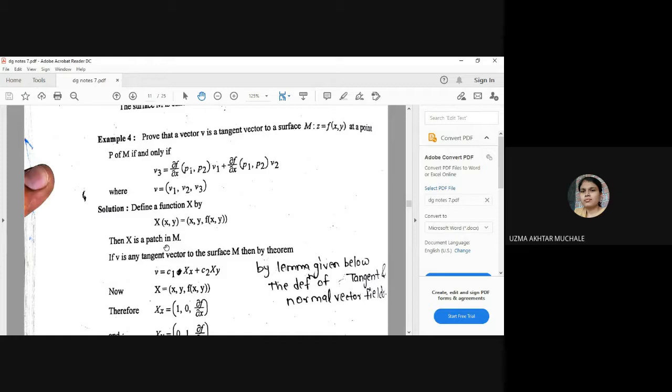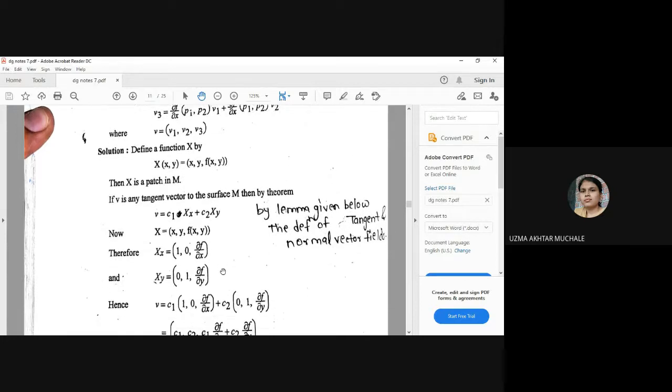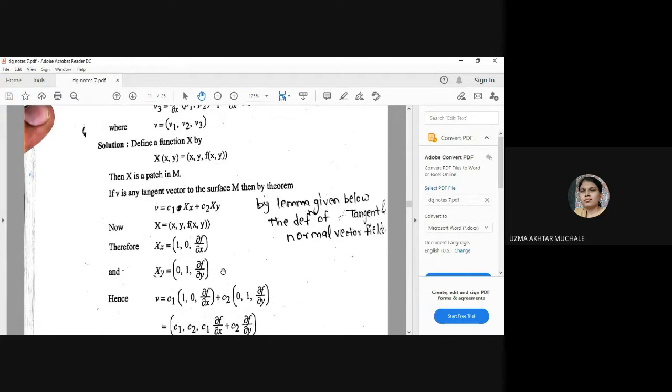Correct. So if we have a vector to the surface M, by the last lemma we can write it as a linear combination of, instead of writing xu, xv, we have written xx and xy. Correct. So let us find the partial derivative of capital X with respect to x and the partial derivative of capital X with respect to y. As we have written it in terms of x and y instead of u and v, if we were writing in terms of u and v, then you could differentiate with respect to u and with respect to v. But here we have written this X in terms of two variables x and y. So hence we are going to differentiate with respect to x and y.